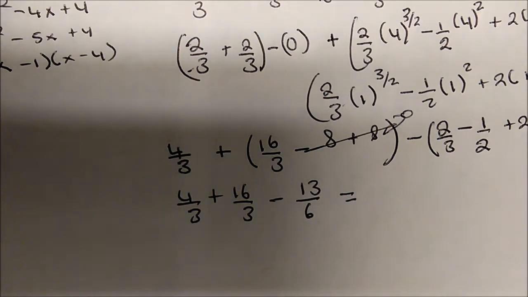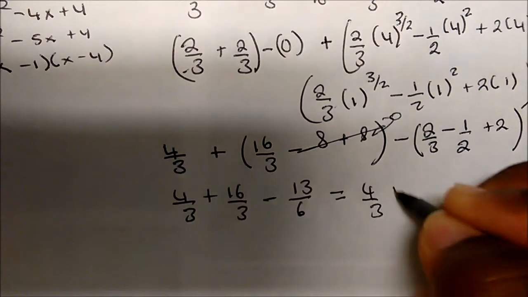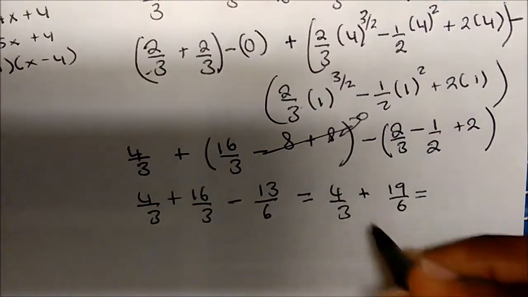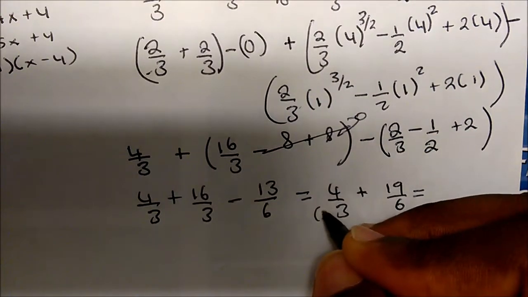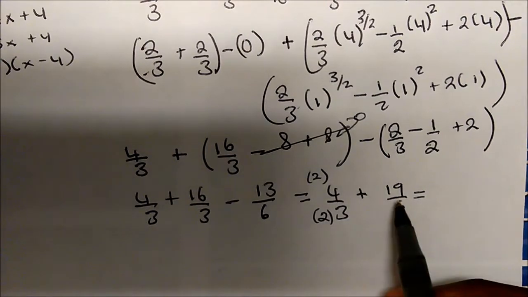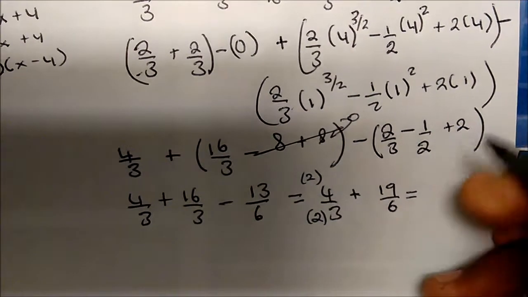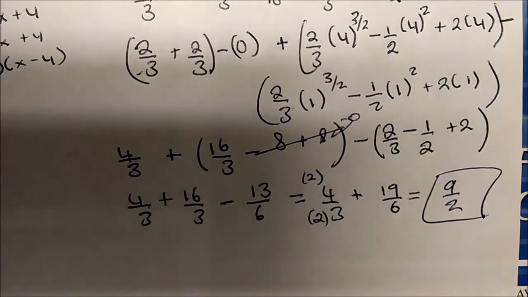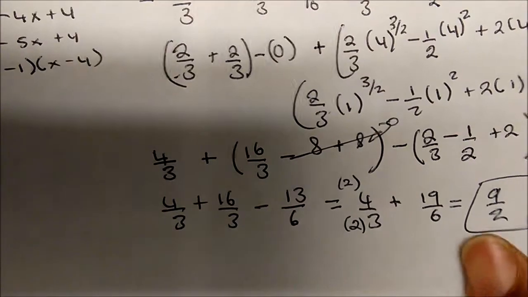So adding these together, well, 16 divided by 3 minus 13 divided by 6, that's 4/3 plus 19 over 6. And if I do these together, well, I got a common denominator. This is 2, and this is 2. So 2 times 4 plus 19, that's over 6. So that is 9/2. So I get 9/2 to be my integration.